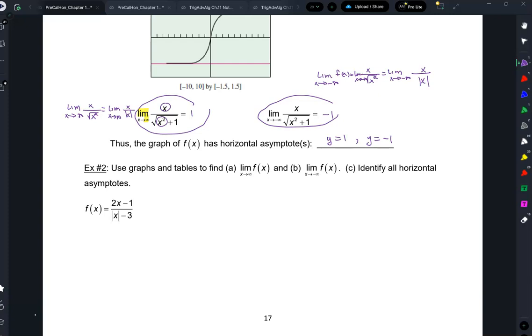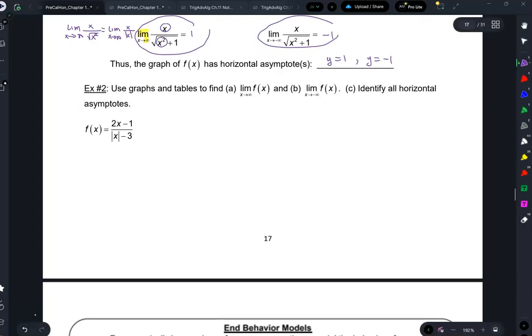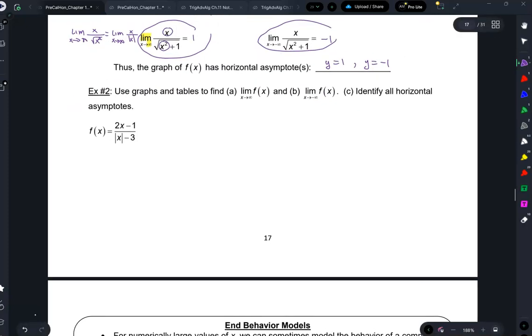Okay? We show the work we did with the values. There is no need because this really is it. The rest at this point, it's just expected that you know how to do. Okay? All right. So use graphs and or tables to find all of this: limit at infinity, negative infinity, and then horizontal asymptotes.